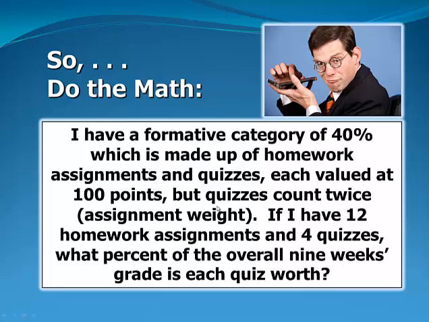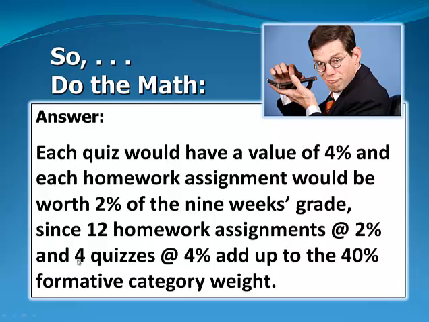So let's do the math. I have a formative category of 40%, which is made up of homework, assignments, and quizzes, each valued at 100 points, but quizzes count twice for the assignment weight. If I have 12 homework assignments and 4 quizzes, what percent of the overall 9 weeks grade is each quiz worth? Well, each quiz would have a value of 4%, and each homework assignment would be worth 2% of the 9 weeks grade. 12 homework assignments at 2% and 4 quizzes at 4% add up to the 40% of the formative category weight.